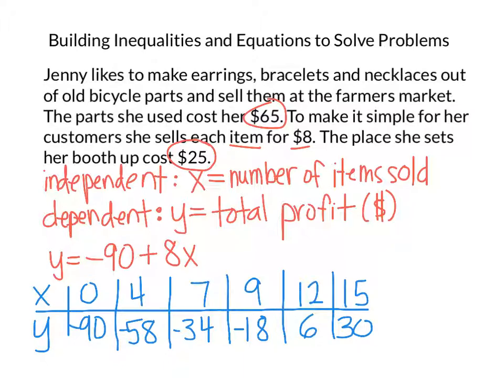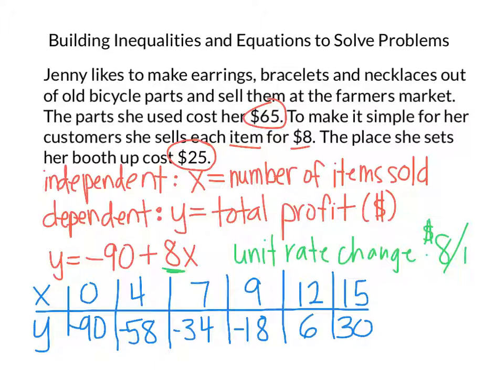Next, let's identify the unit rate of change in this situation. And of course, the rate of change is what makes it go from one thing to another. Well, it's this 8 that's making us go from one thing to another. And I always say, put your units on it. 8 what per what? Well, it's $8 per item. And that describes exactly what it is. That unit rate of change is $8 per item.